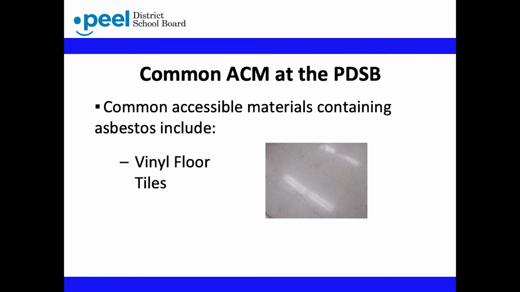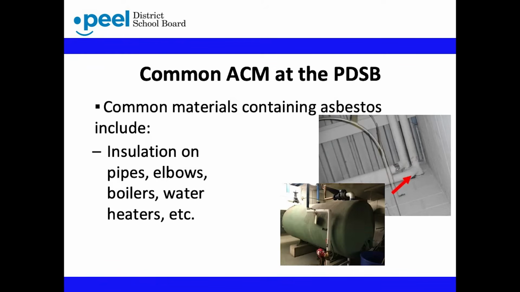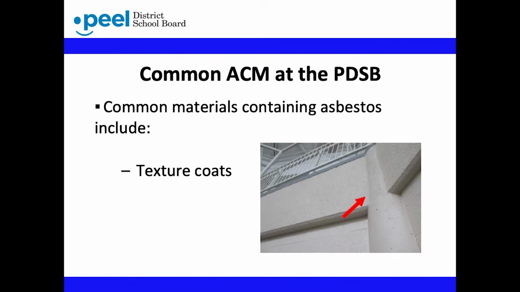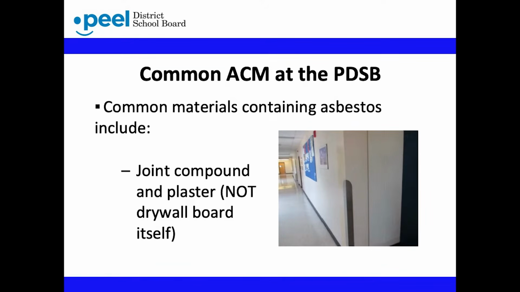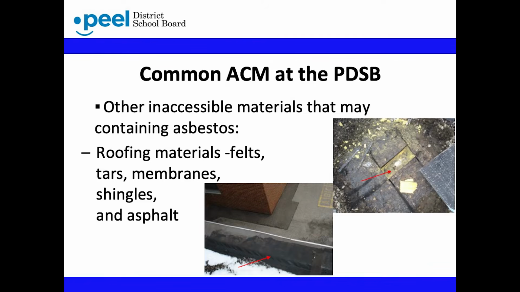The following is a general list of accessible materials that are typically sampled when creating an asbestos survey and inventory, and are not meant to be comprehensive. Vinyl floor tiles, ceiling and acoustic tiles, insulation on pipes and boilers, transite products, textured coatings, drywall joint compound, and exterior materials such as textured coatings on soffit and transite panels. Here are some examples of inaccessible materials that may contain ACM.